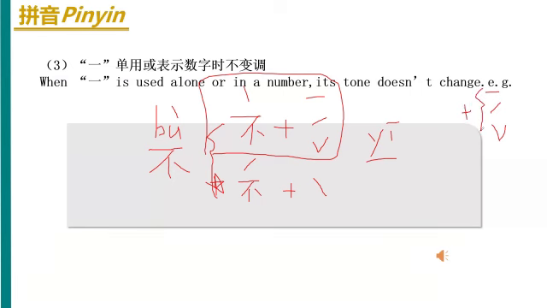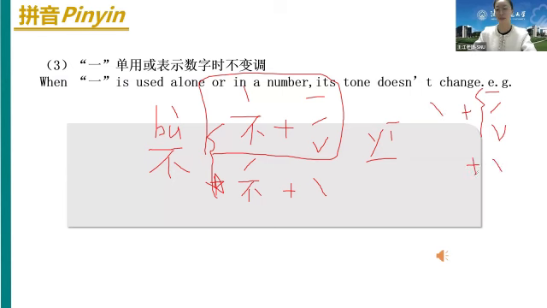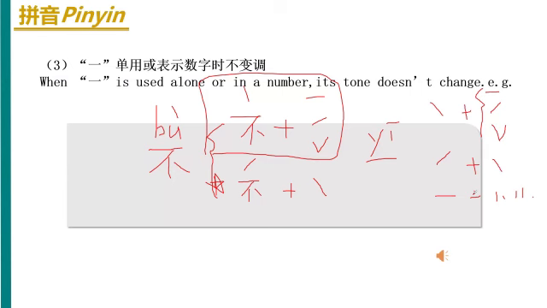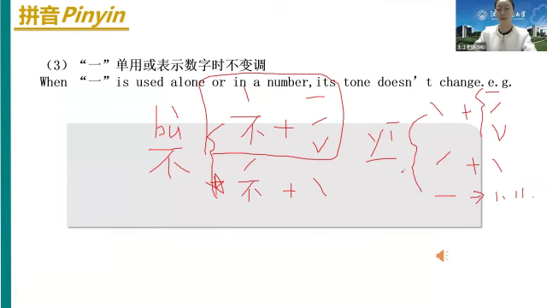Fourth tone, yes, right. When it is put before the fourth tone, which tone should we read it? Second tone, right. And the other tone, what is the other tone? When it is used alone or used in a number, we should read it in the first tone, right? Yes. So that is the tone Sandhi of ni and the tone Sandhi of bu. Do you understand? And can you memorize the rules?